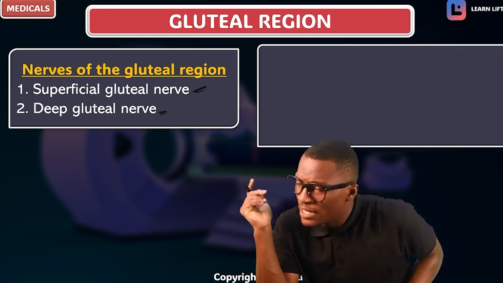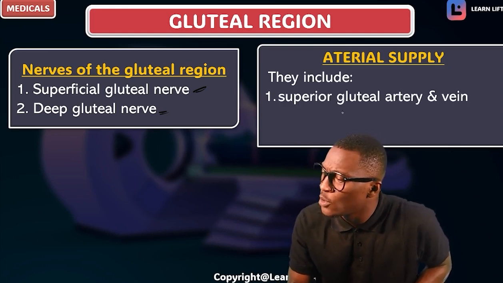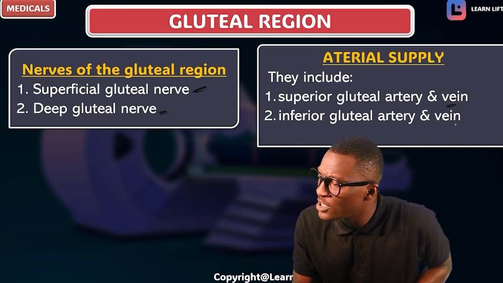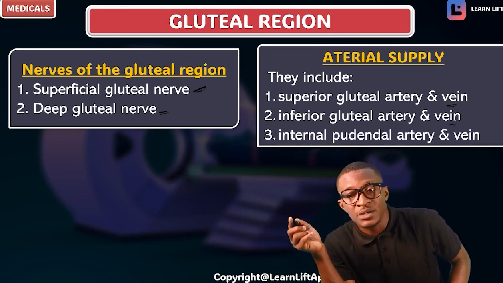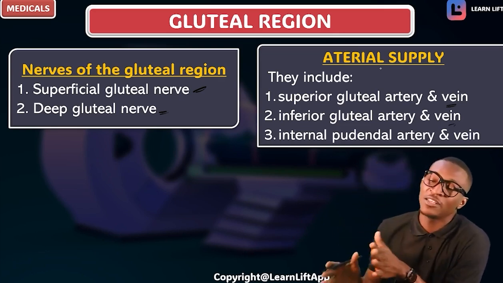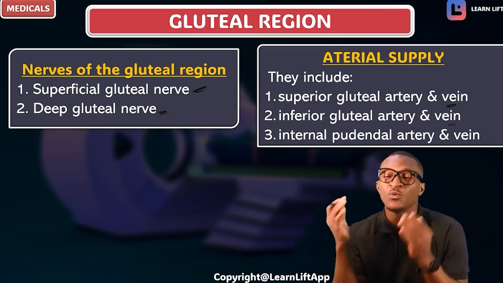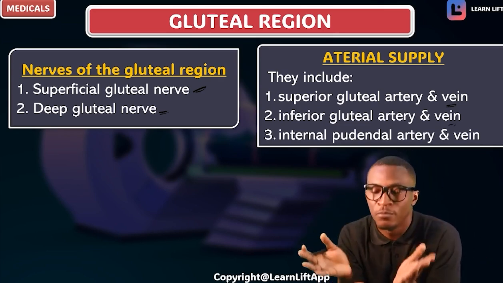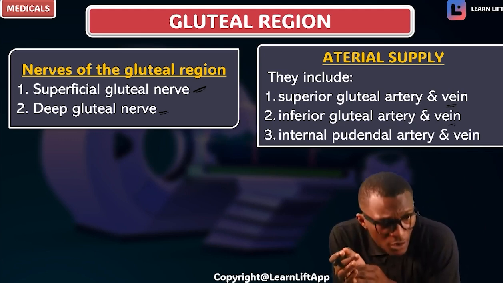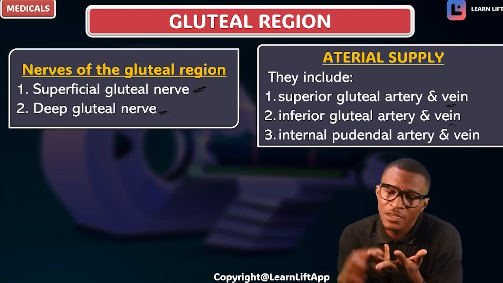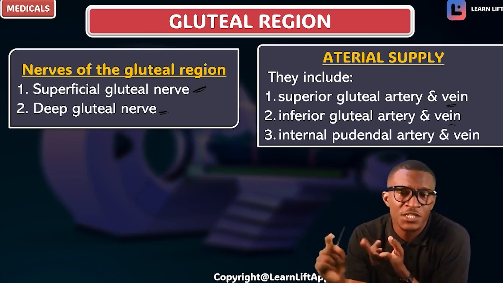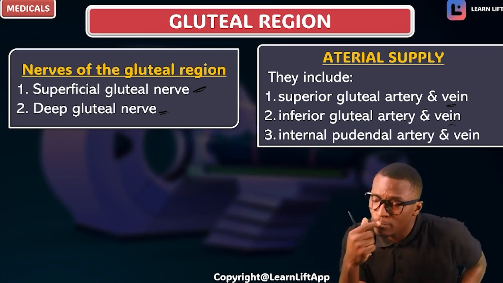Now, what is the blood supply? The blood supply, of course, is your superior gluteal artery and vein, inferior gluteal artery and vein, and the internal pudendal artery. All these are branches from the internal iliac artery. I know you'll be asking what the internal iliac artery is. When I give the overview of blood supply, you will know that. I just want you to know, everybody, what are the nerves of the gluteal region? We have the superficial gluteal nerve and the deep gluteal nerve. What are the arterial supply and venous drainage? We have the superior gluteal artery, inferior gluteal artery, and the internal pudendal artery.